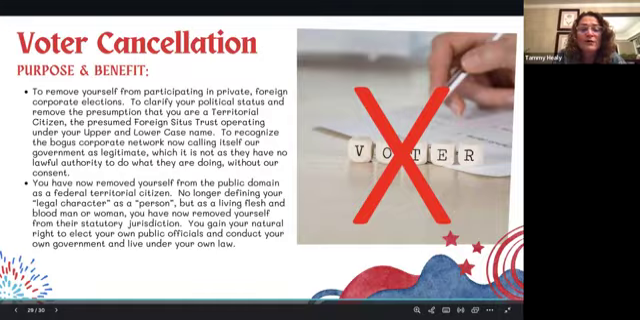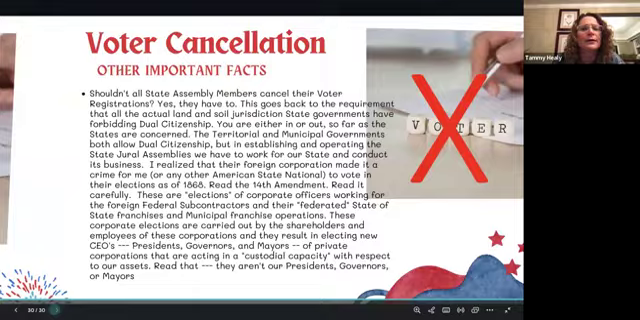You have now removed yourself from the public domain as a federal territorial citizen, no longer defining your, quote, legal character, end quote, as a, quote, person, but as a living flesh and blood man or woman. You have now removed yourself from their statutory jurisdiction. You gain your natural right to elect your own public officials and conduct your own government and live under your own law. Okay, we have just one more.